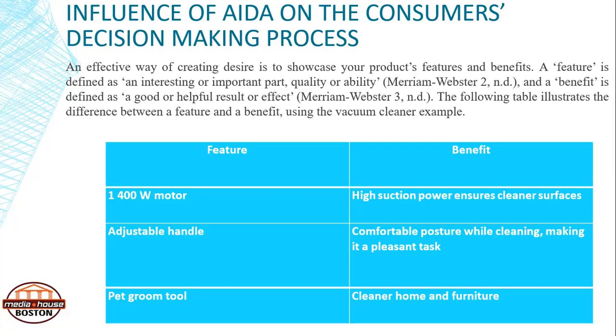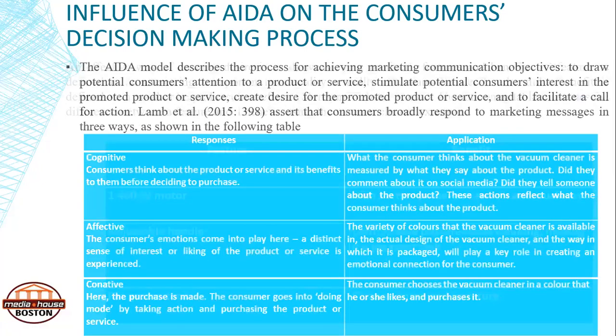In this case, we are using an example of a vacuum cleaner. So what are the features of a vacuum cleaner? We have a 1,400 watt motor, an adjustable handle, and a pet groom tool. So these are the features of a vacuum cleaner. Now, let's look at the benefits of a vacuum cleaner. The high suction power ensures clean surfaces, a comfortable posture while cleaning makes it a pleasant task, and you get a cleaner home and furniture. So these are the benefits. From the example we've just analyzed, we see the difference between a feature and a benefit.